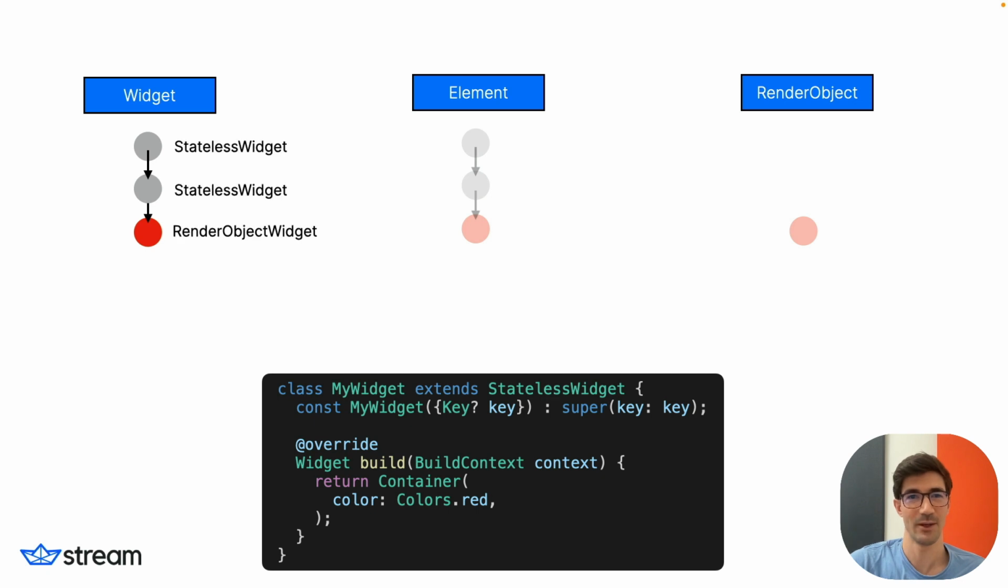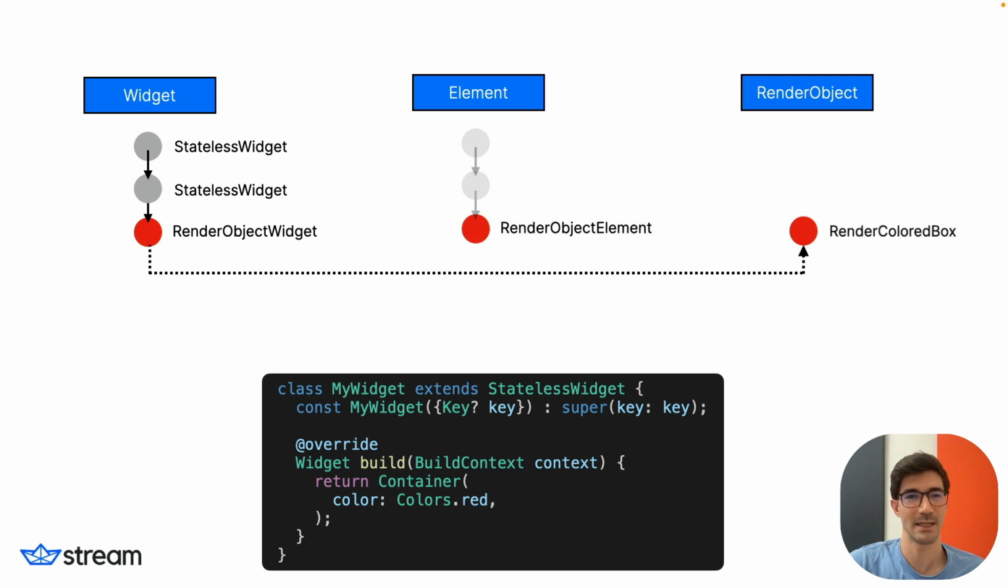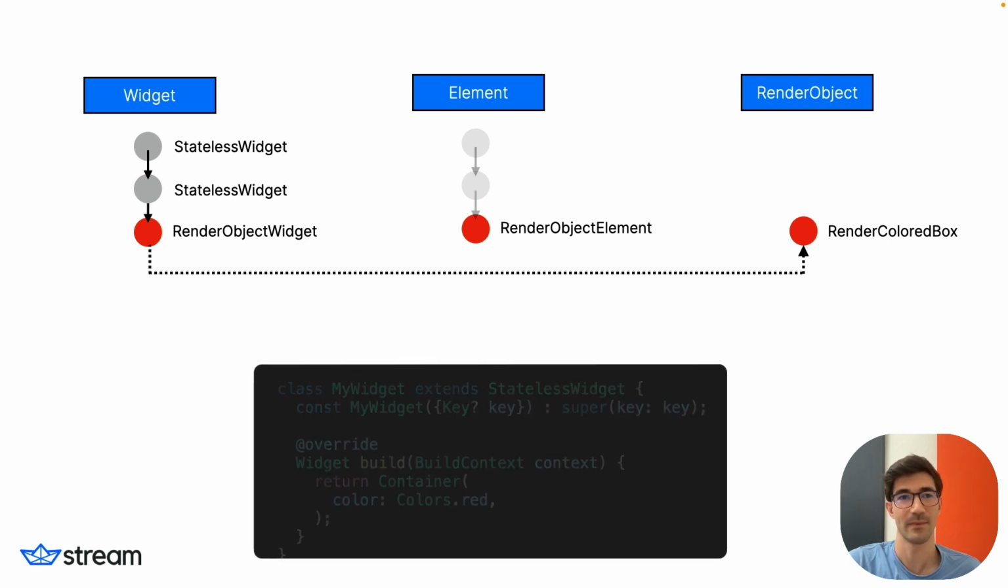Here we see something we are familiar with, a stateless widget. The stateless widgets are the myWidget and the container widget. But what is this render object widget? Well, the render object element uses the render object widget for its configuration. What this means is that this is a widget that will be rendered to the screen and not just a component that lays out other widgets.